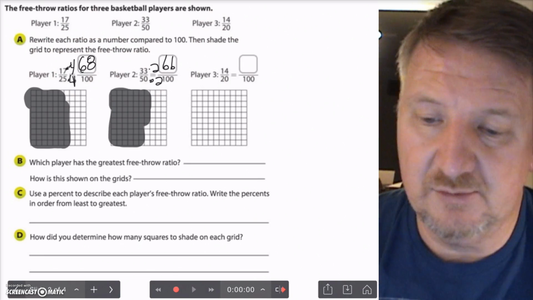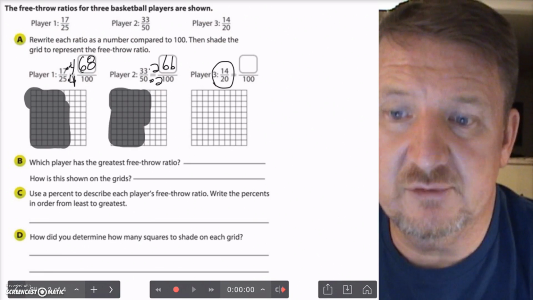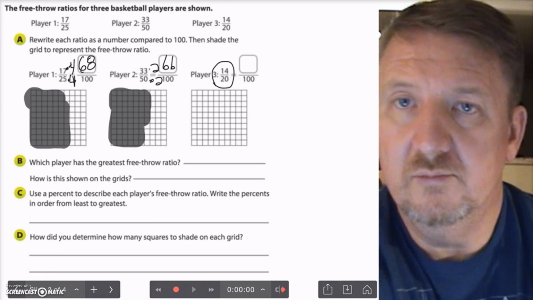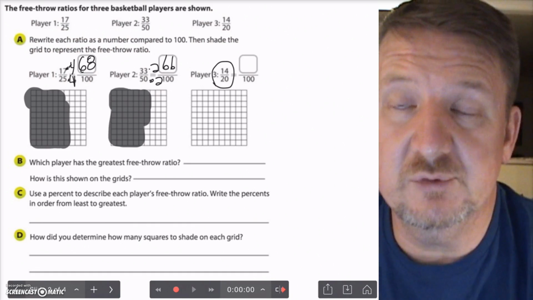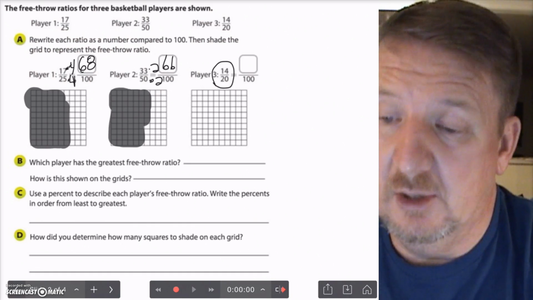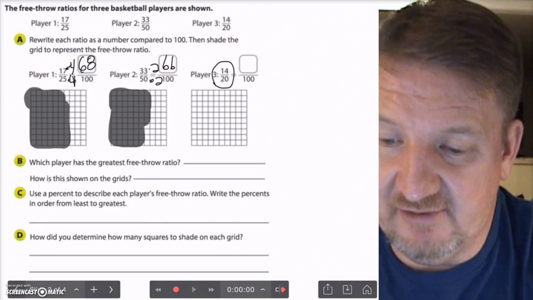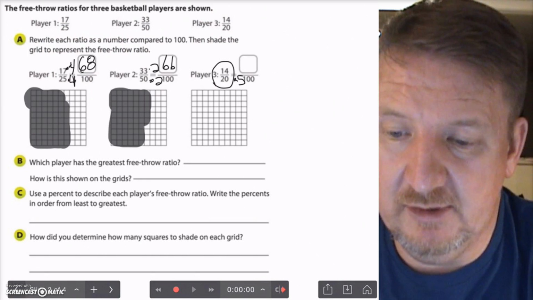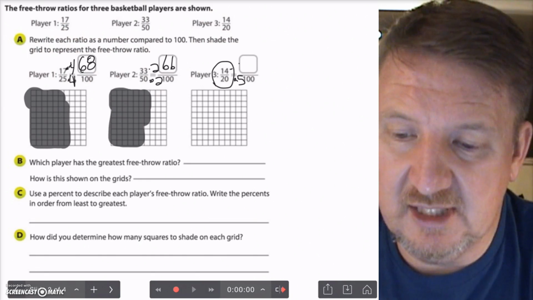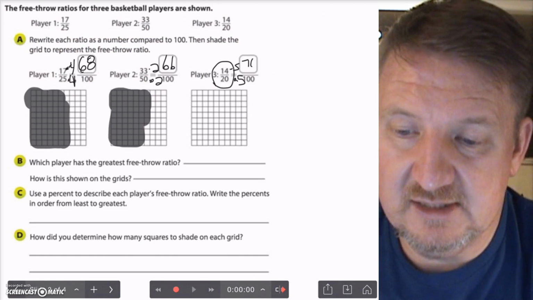All right, let's look at the last one. The last one says I want to take 14 out of 20 and represent it with 100 in the denominator. So what do I multiply 20 by to get to 100? Hopefully you said 5. So we multiply 20 times 5, that gives us 100. So I multiply 14 times 5, and that's going to give me 70.